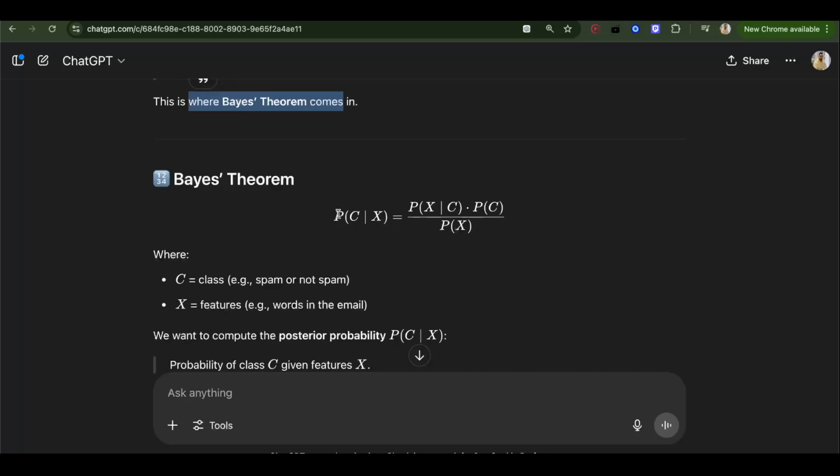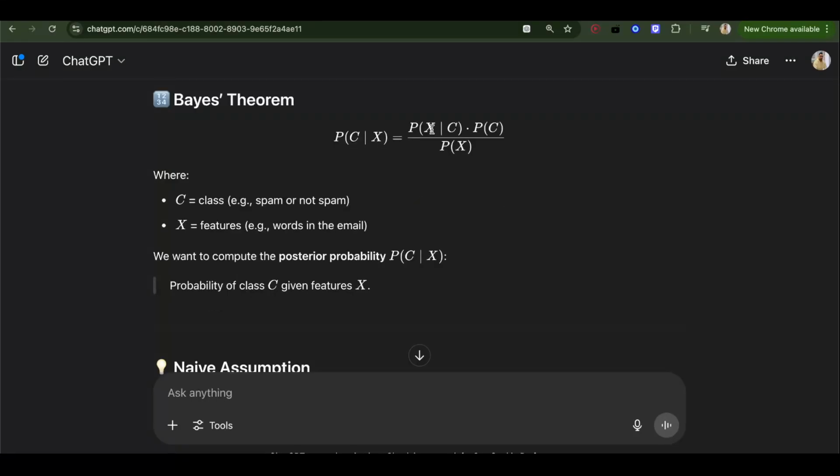So, probability of the class given the features, so probability of it being spam given these words, is going to be probability of the features given the class. So if it's spam, what's the probability that it has these words? Times probability of it being spam divided by probability of it having these words.